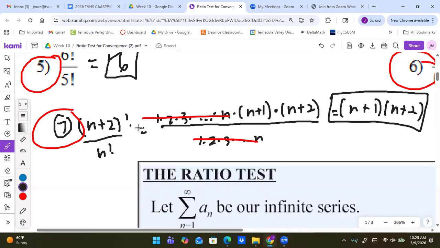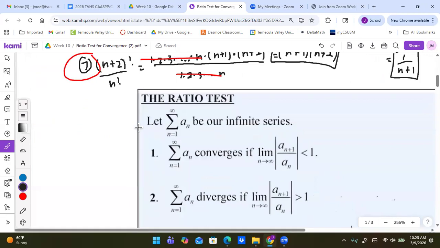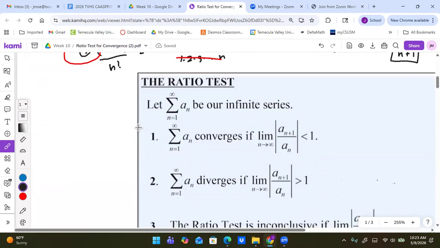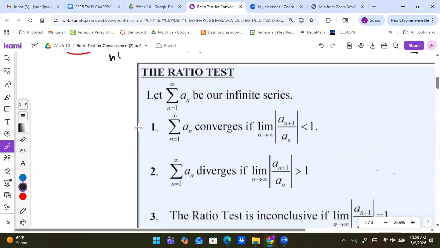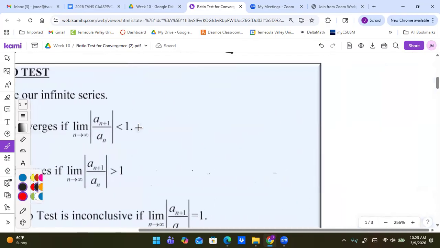Okay, cool. Moving on. Here's the ratio test. Another test. Okay, here's how the ratio test goes. Actually, before I tell you what the ratio test is, I need to go over some notation.